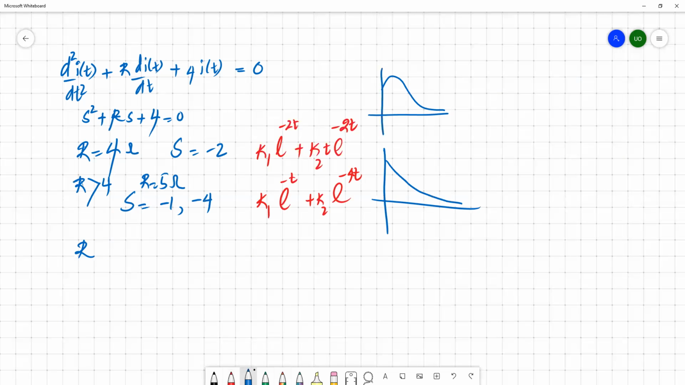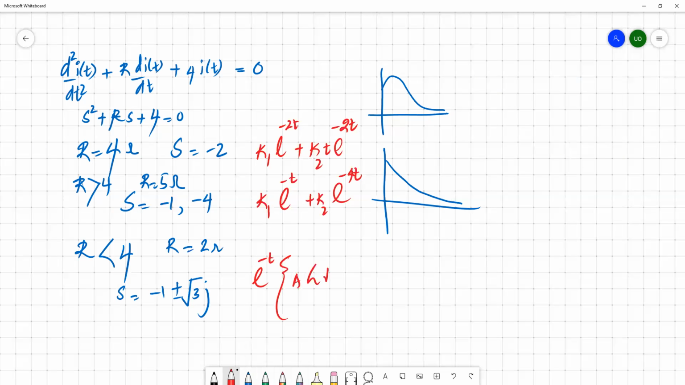If you select a resistance less than 4, like R equals 2 ohm, then your roots are -1 plus or minus root 3 j. Then the response would be e to the power minus t times a cos root 3t plus b sin root 3t. So the response is something like that.